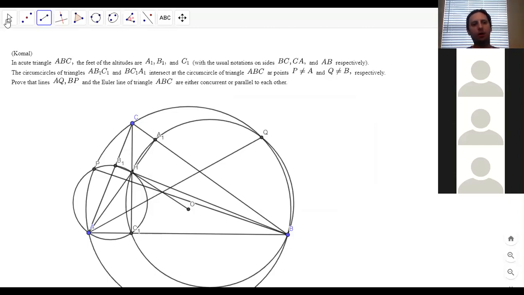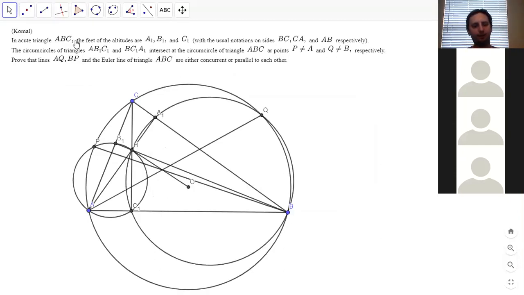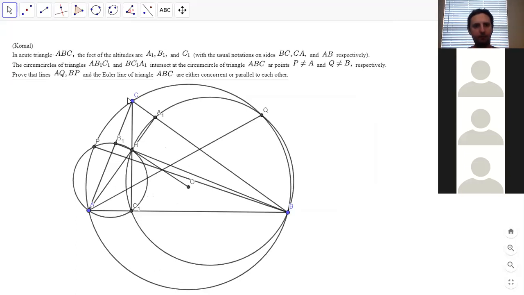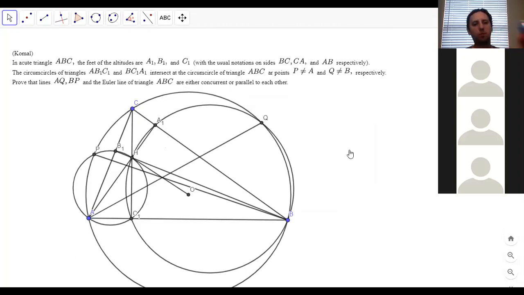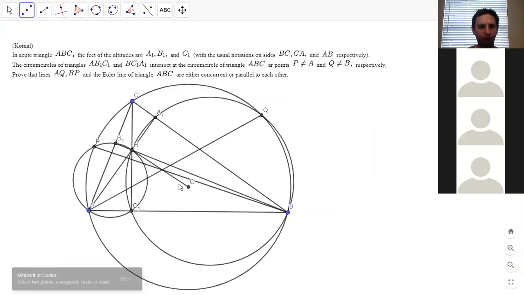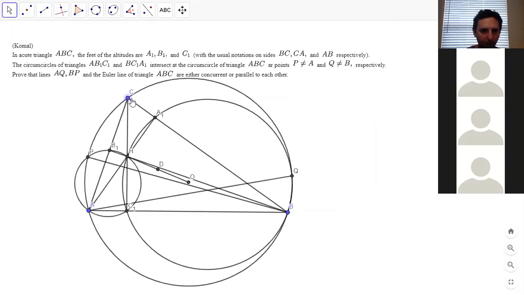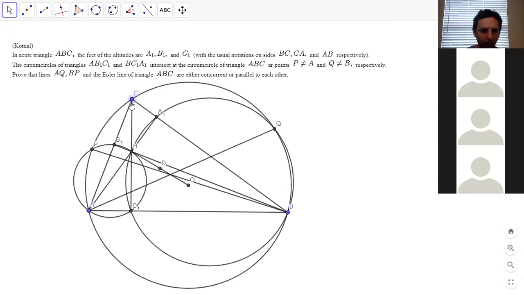Yeah. So their website, I wonder if this is the 9-point center. So like the midpoint of OH. No, it doesn't look like it is. That's kind of interesting.